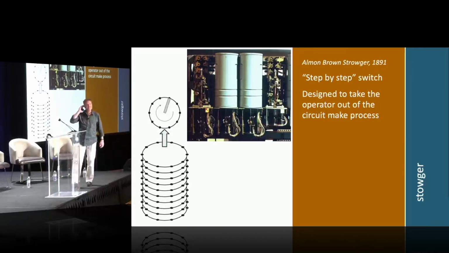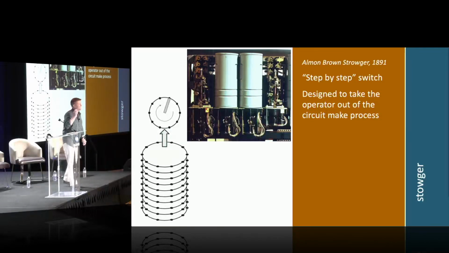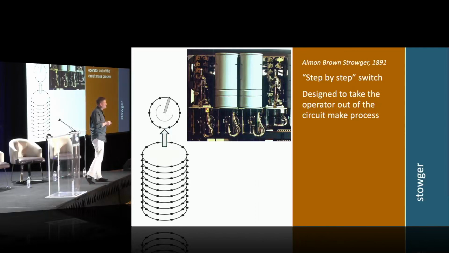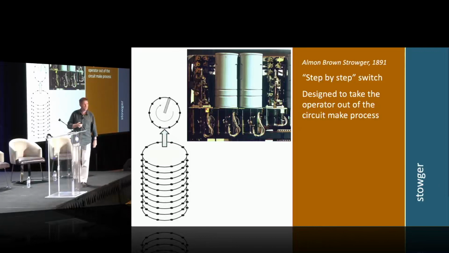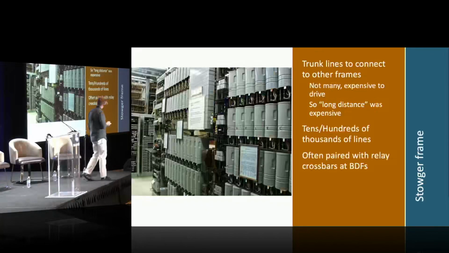Contact fluid. So you walk around with your bottle of contact fluid when somebody calls in a dirty circuit, and you spray the Stroger switch down with contact fluid in the hopes of making the circuit not quite so dirty. So this is, again, lived experience.